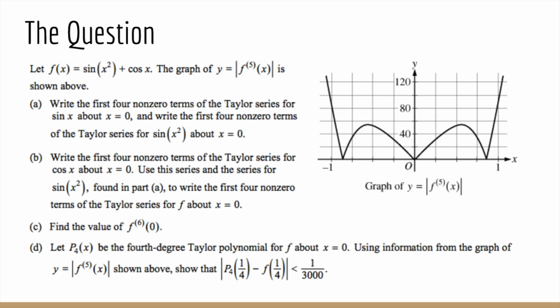Anyway, so we'll be going over each part of the question in detail, so don't worry if you don't have a chance to read it all now. The premise of the question is that f of x is equal to sine of x squared plus cosine of x, and the graph on the right is that of the absolute value of the fifth derivative of f of x. So you'll see it again in the relevant part of the question, but that said, let's go to part A.